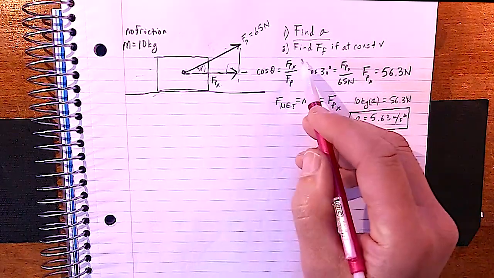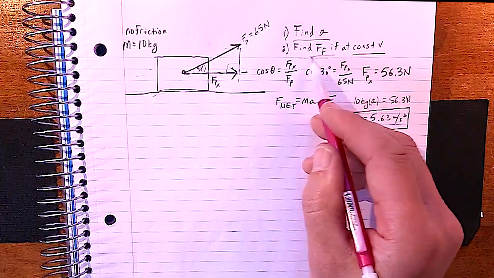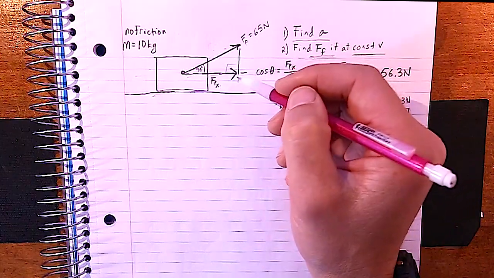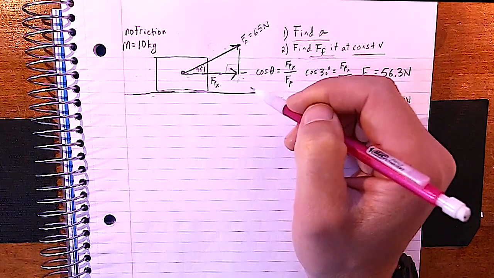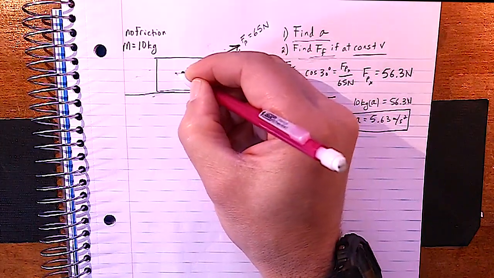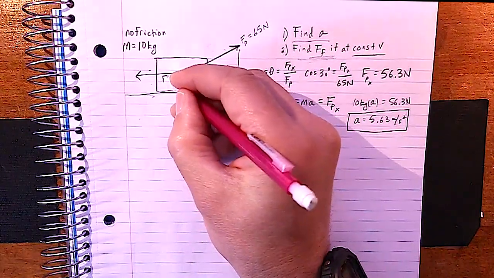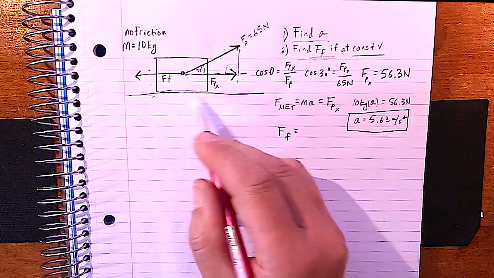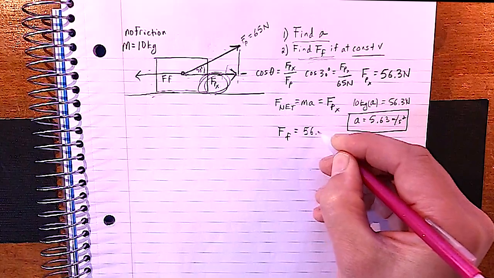Now, the second question says, if there is friction and it's being dragged at a constant velocity, find that friction. So if you look at this problem, if it was at a constant velocity, there's no acceleration. If there's no acceleration, there's no net force. So the net force has to be zero. Well, how could we have a net force of zero? Only if we had a force of friction that was equal to FPX. So what would the force of friction be? If it's dragged at a constant velocity, it would just be the same value as FPX, which would be 56.3 newtons.